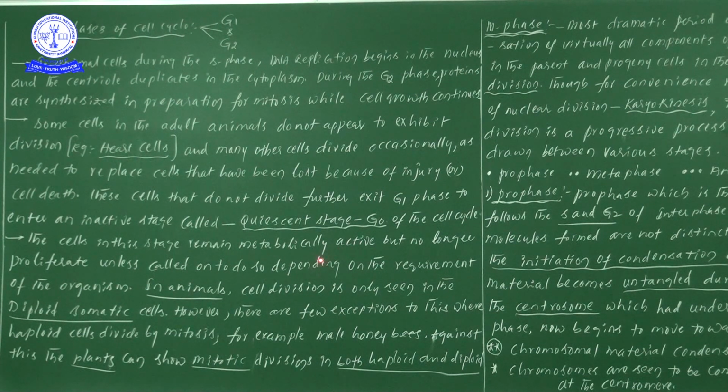But when new cells are required, then only those metabolically active cells start to divide. Likewise, in these cells also, they are metabolically active, but when cells are required newly, then only will they be divided further. I hope you understood this. Next one: but no longer proliferate unless called on to do so depending on the requirement of the organism. We have discussed the explanation on this.